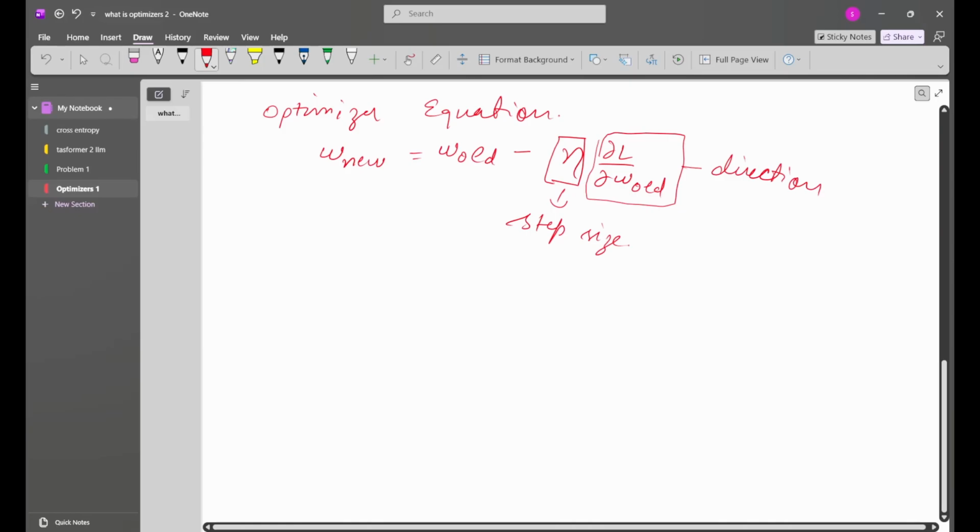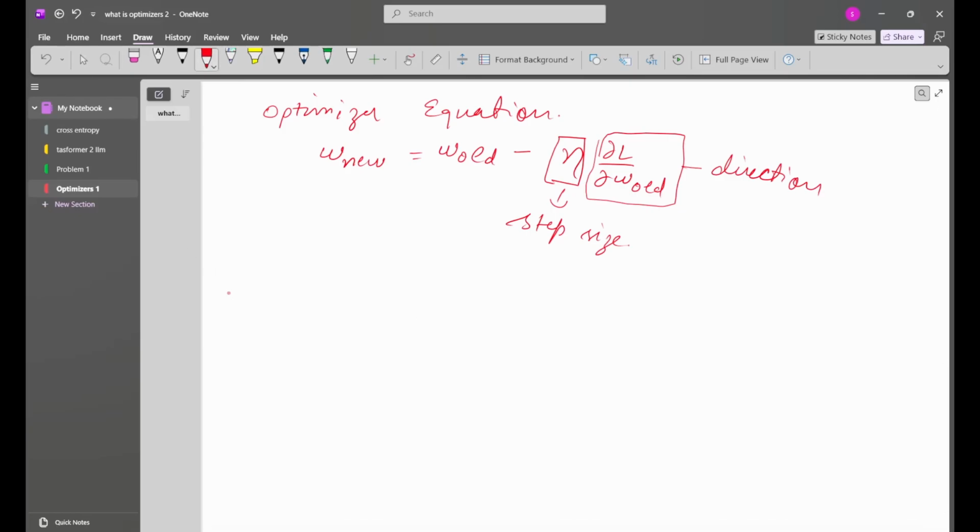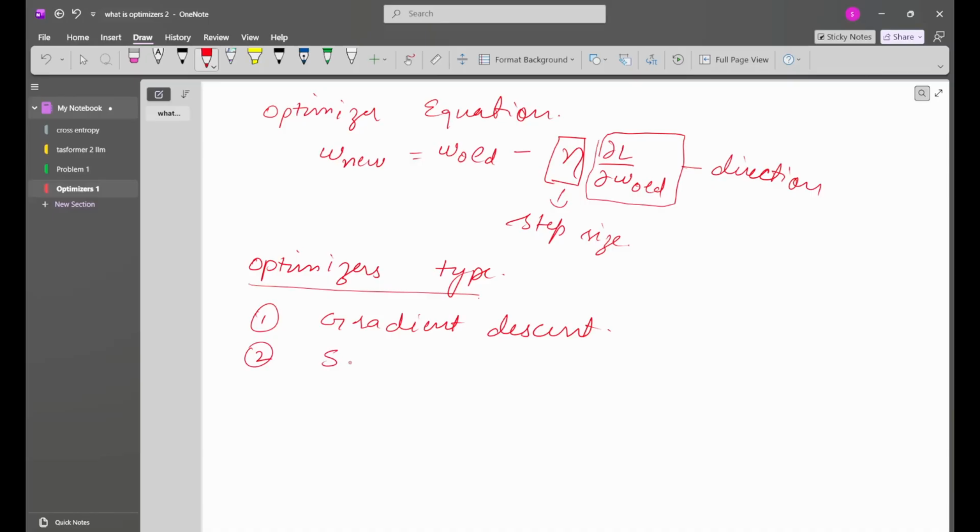Now let's move ahead. Now let's understand its types. Optimizer types. What are the famous optimizers? We are going to discuss, firstly, gradient descent. Then there is stochastic gradient descent. Thirdly, there is momentum.